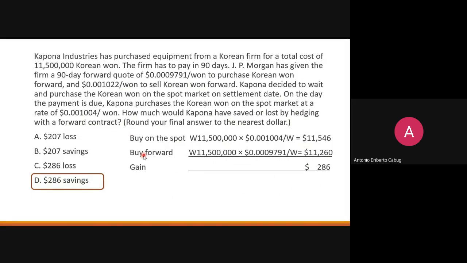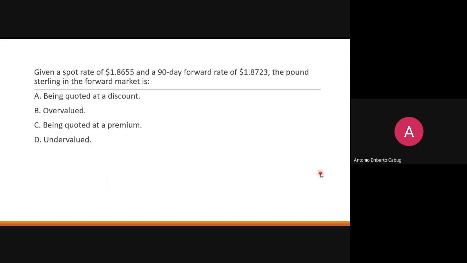By buying in the forward market, it will cost only $11,260, compared to buying on the spot market at $11,546. So by buying forward, it would have saved $286. Sana malinaw, ha? Sana malinaw.